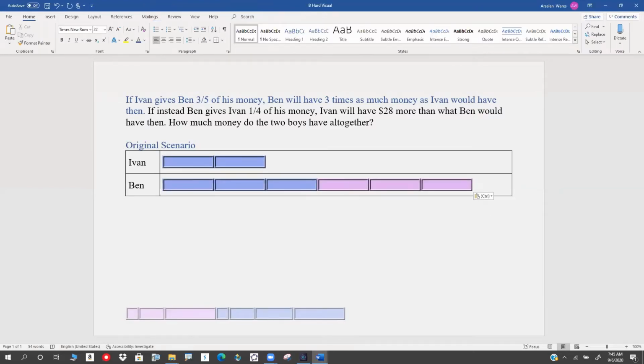So that allows me to conclude that Ben must have had 3 units originally. That's the only way. When Ivan transfers 3/5 of his money to Ben, Ben can have 3 times as much money as Ivan would have left over. Now, I want to give Ivan's money back to Ivan because the money wasn't really transferred. It's a hypothetical statement. We're just saying, if Ben does that, this happens. If Ivan does that, this happens.